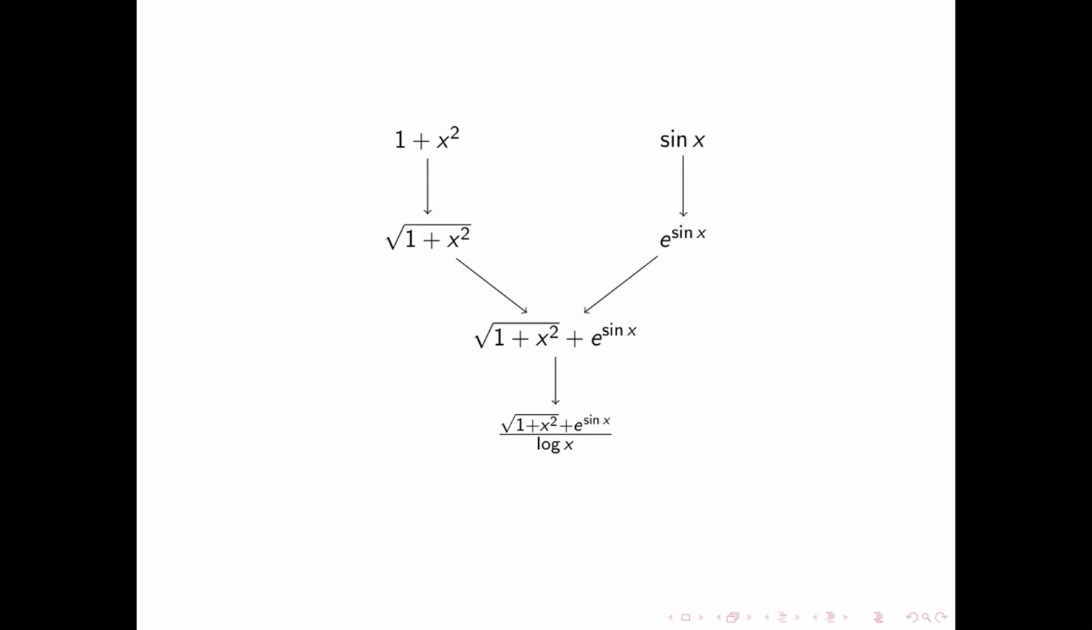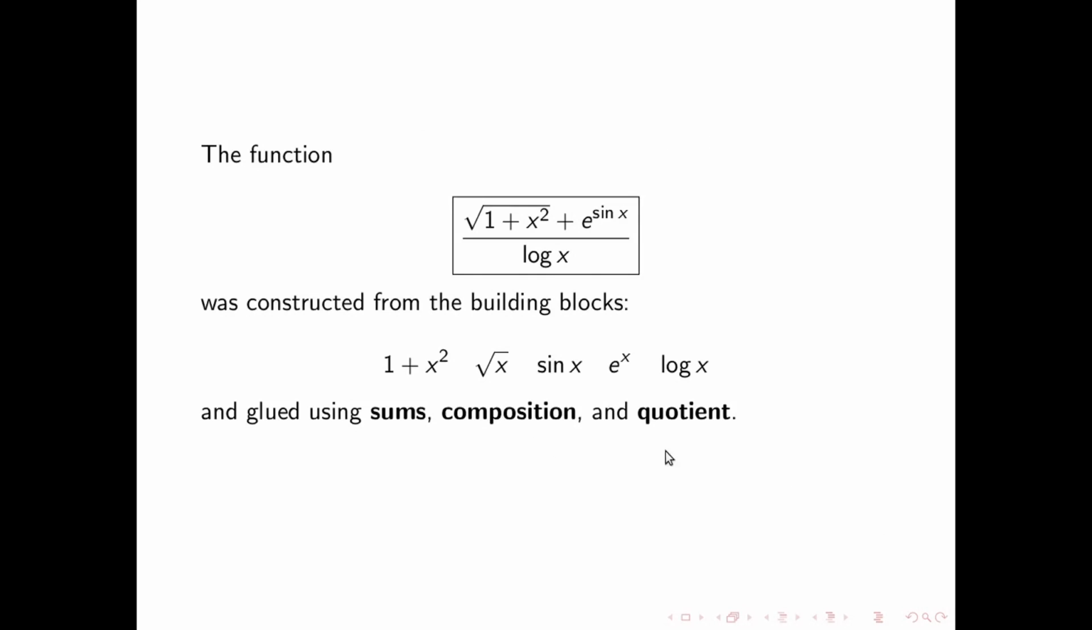For example, we can start with the polynomial 1 plus x squared and put it inside the square root, and the trigonometric function sine x and put it inside the exponential. And then consider the sum of these two functions, and then the quotient of this sum by the logarithm of x. And there is no limit to how complicated we can go. The important thing is that we use our building blocks and we glue them following the previous rules.